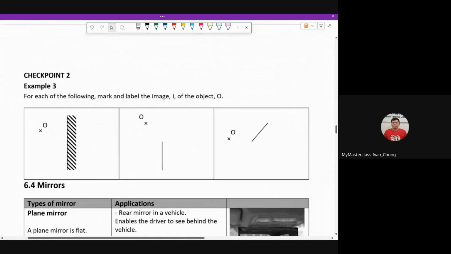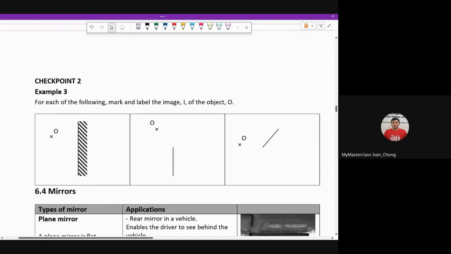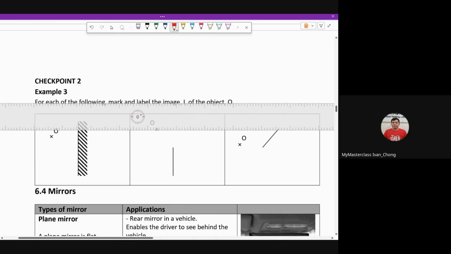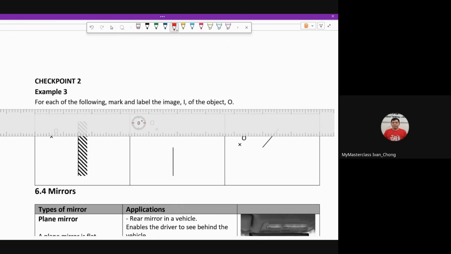So for example, let's do the work example together. So take out your ruler first. We are gonna measure this. First thing, your X is your object. So we're gonna measure this distance over here.